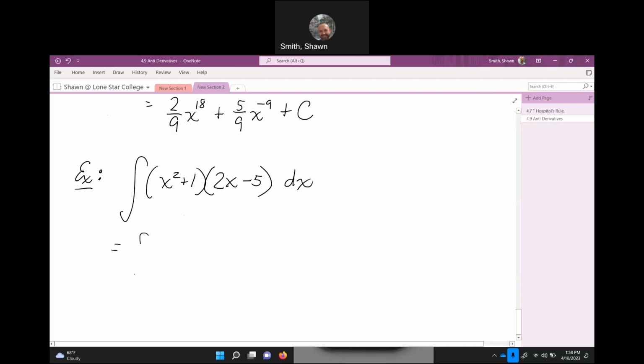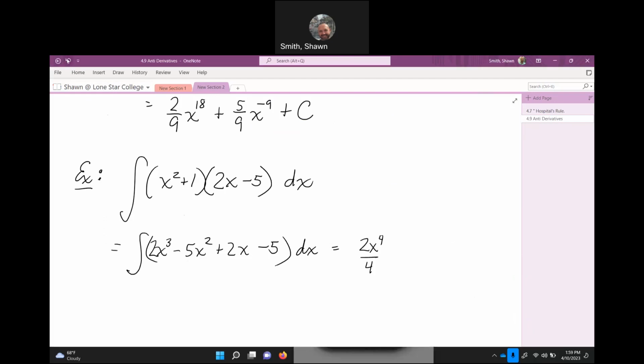All right, so just rewrite the binomial times binomial as 2x cubed. First, outer, minus 5x squared, inner, plus 2x, and last, minus 5, all dx, right? So 4 terms, and then that evaluates out to 2x to the 4th over 4 minus 5x cubed over 3 plus 2x squared over 2 minus 5x plus some constant c.